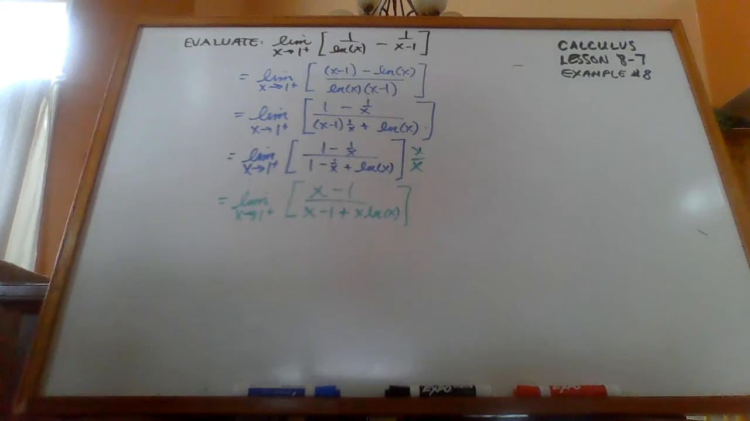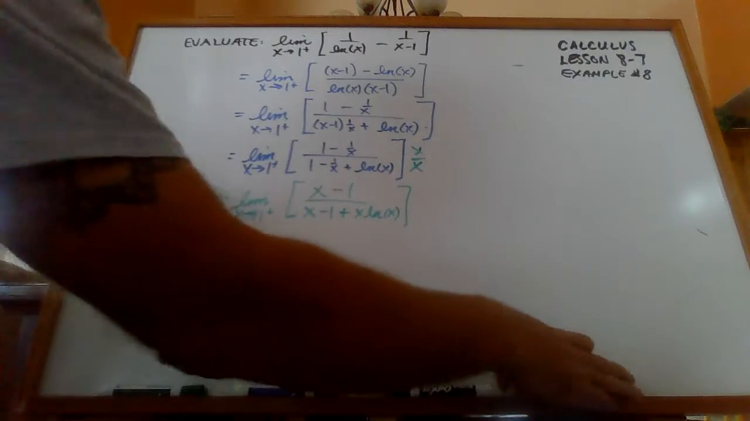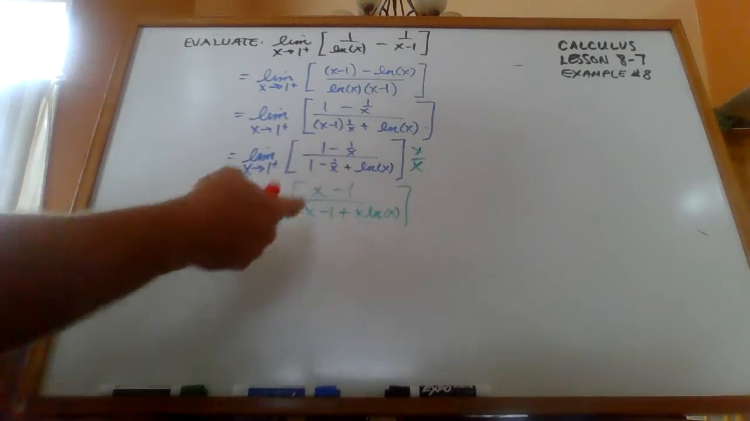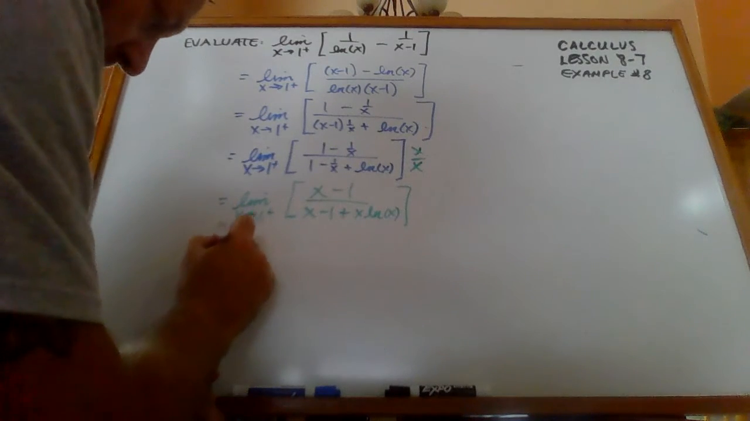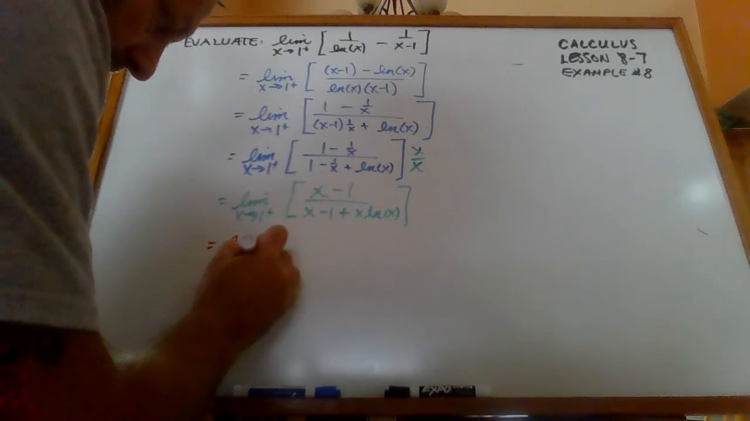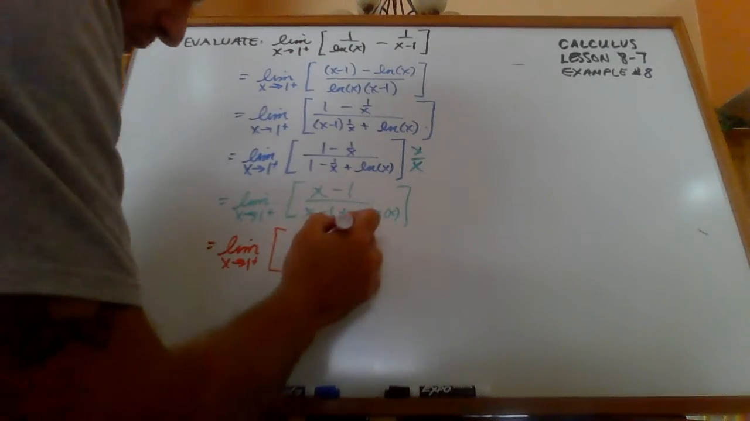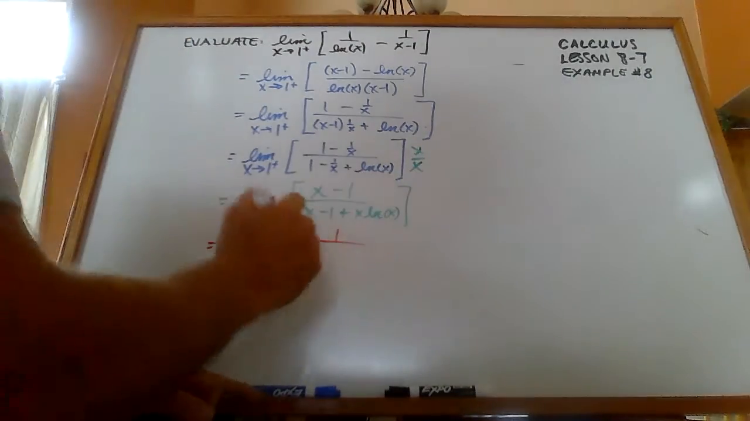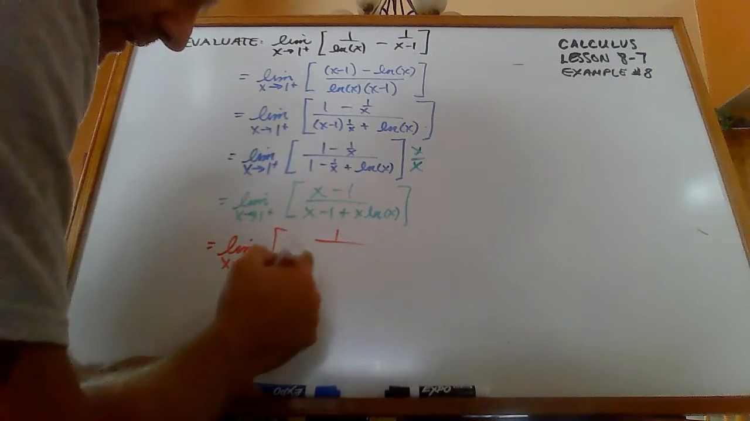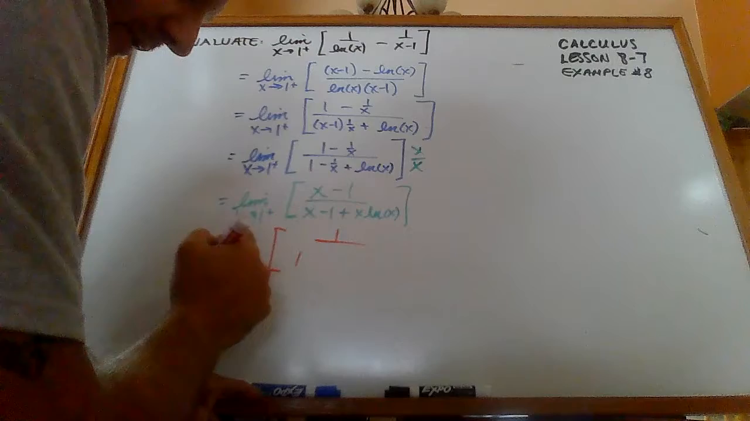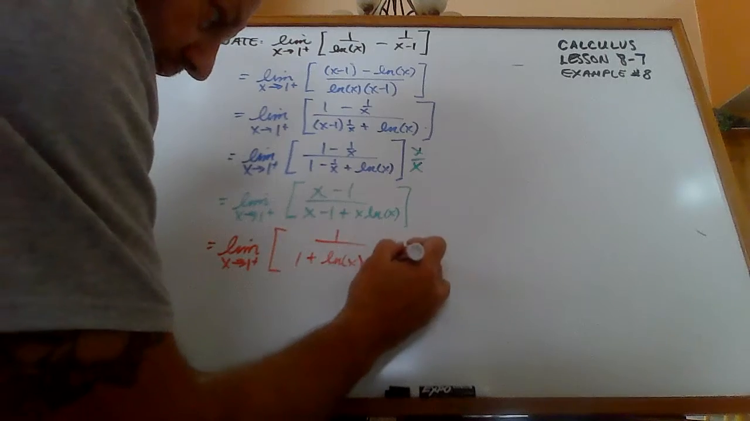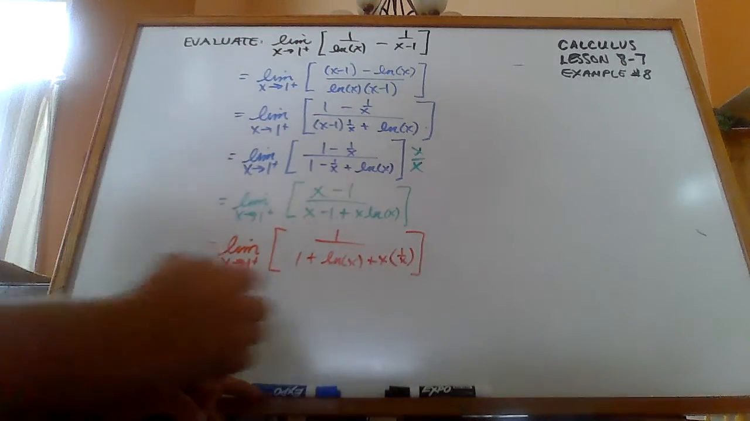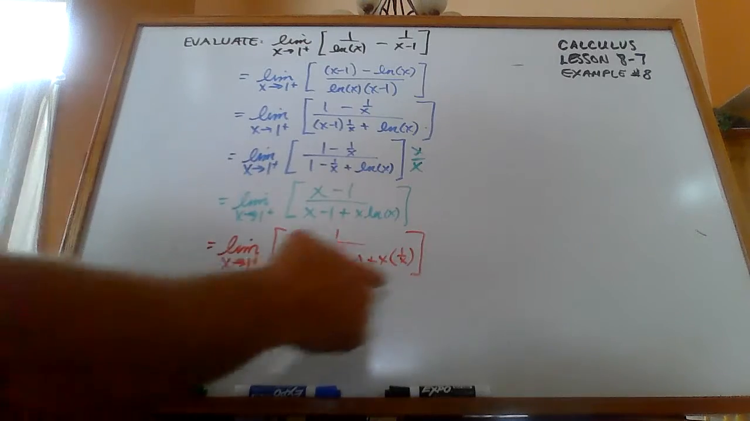Okay, now I can use L'Hopital's rule again. I can't figure this out because if I plug 1 in, I get 0 on the top, and it looks like I'm going to get 0 on the bottom as well. So I'm going to use L'Hopital's rule again. So that gives me 1 on the top when I take the derivative. Gives me 1, that becomes 0. And then by using the product rule, I get natural log of x plus x times 1 over x. Well, x times 1 over x is just 1, and 1 plus 1 is 2.